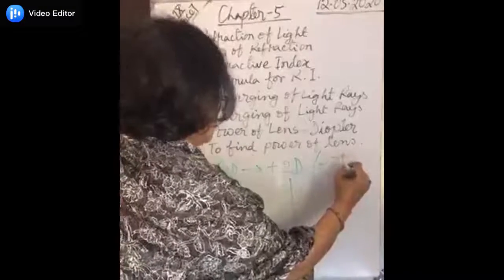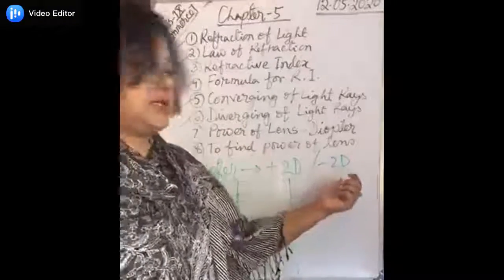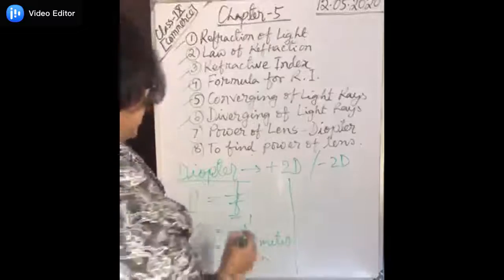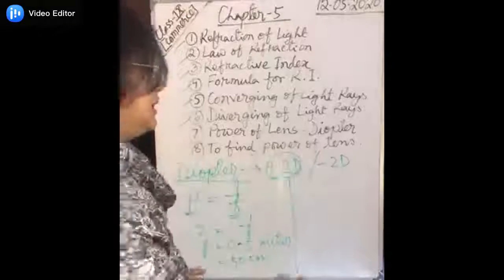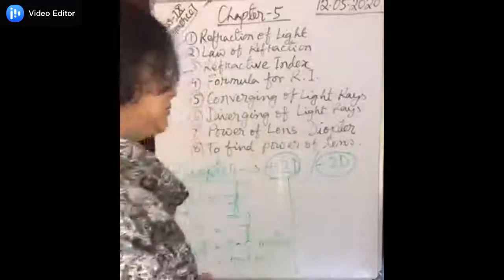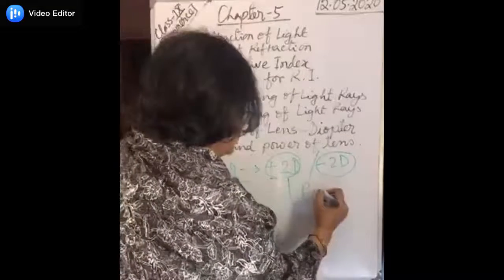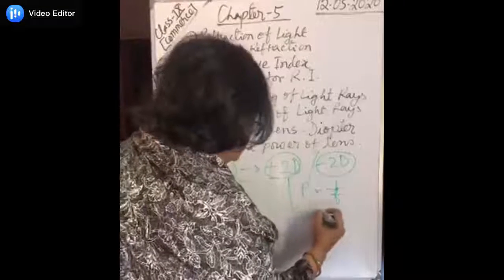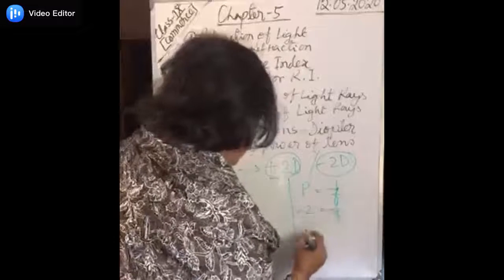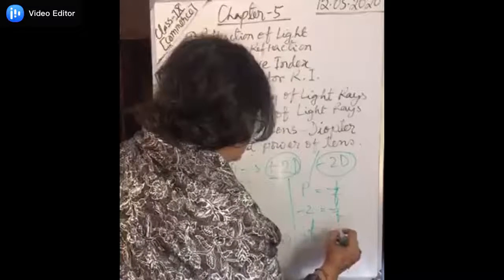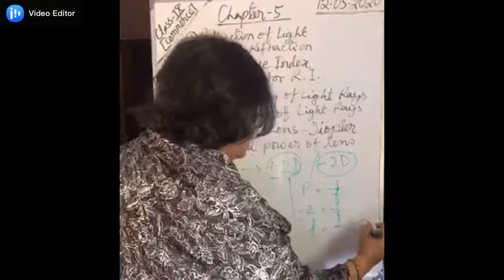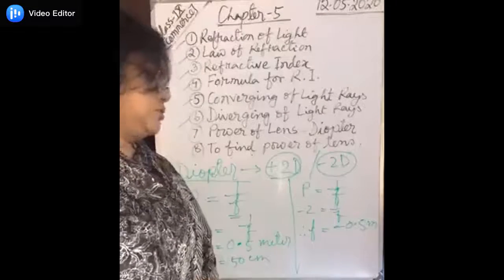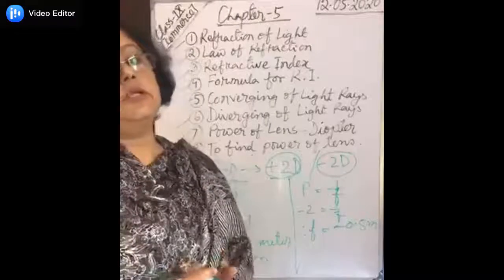So if the power is minus 2D, what will happen? Seeing the minus sign, you can understand which kind of lens this is the power of. That is a concave lens, and the earlier one was the power of a convex lens. The formula will be the same, P equal to 1 by F. So putting the value of P, minus 2 equal to 1 by F, therefore F equal to minus 0.5 meter. That means the focal length is minus 0.5 meter. In centimeters it will be minus 50 centimeters.